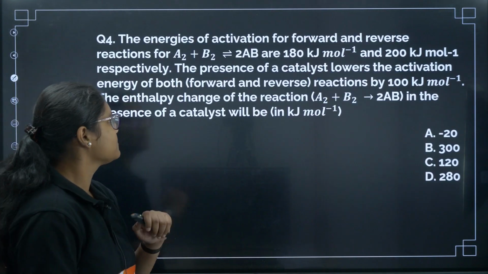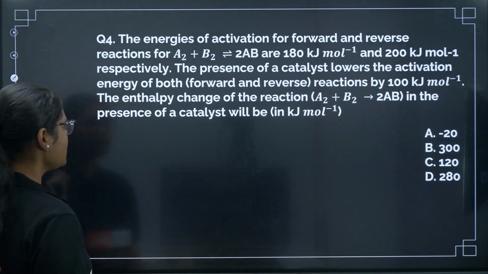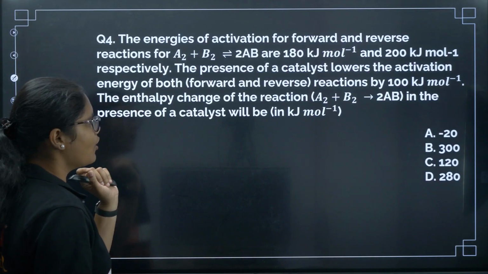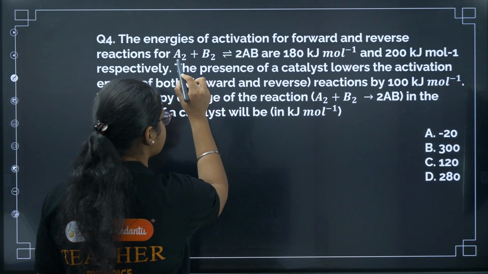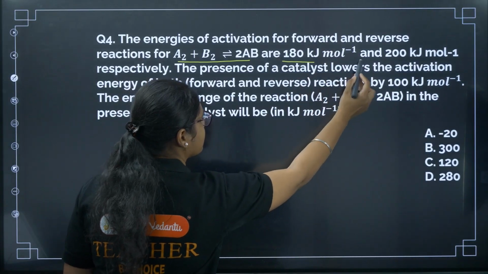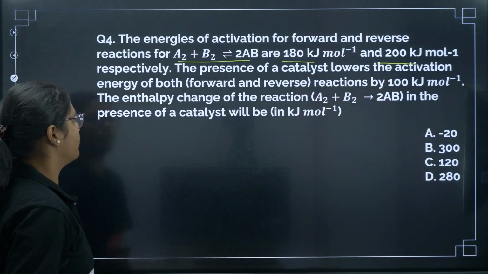Very simple question. Next, the energies of activation of forward and reverse reactions of A2 plus B2 gives 2AB are 180 kilojoule and 200 kilojoule per mole respectively.